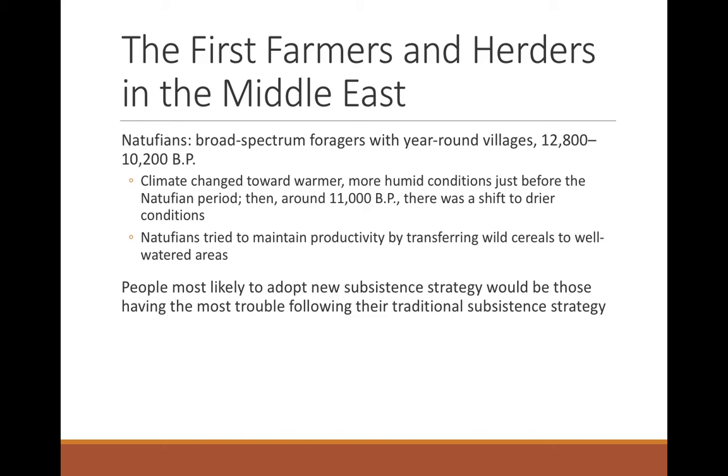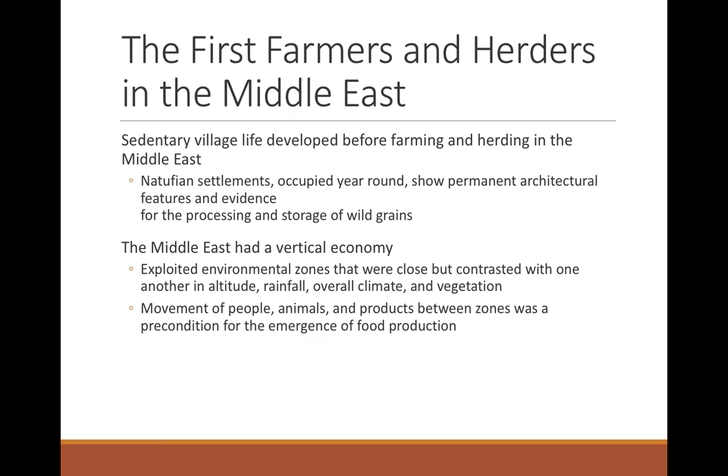You generally don't see people in the richest areas establish food production. Instead, you find people who either were once in the richest areas and conditions are changing, like the Natufians, or you find people that are in marginal areas and able to see the richness of production of people in those prime areas. So the people who are having trouble following their traditional subsistence strategy are going to be those that are willing to dabble with, and develop new techniques.